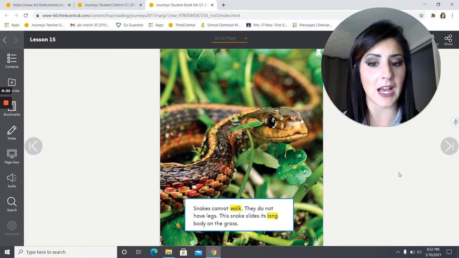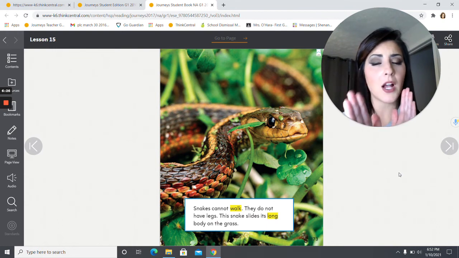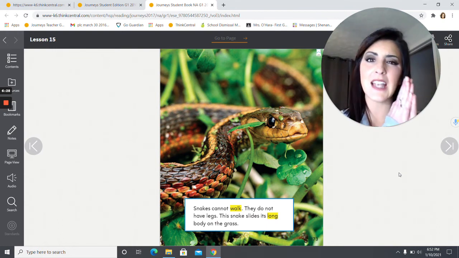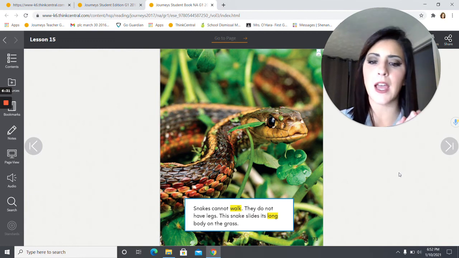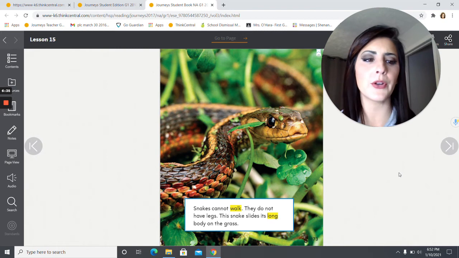Snakes, which is another reptile, cannot walk. So that's something that is even different between a crocodile and a snake. Even though they're in the same animal group, snakes do not have legs. This snake slides its long body on the grass.